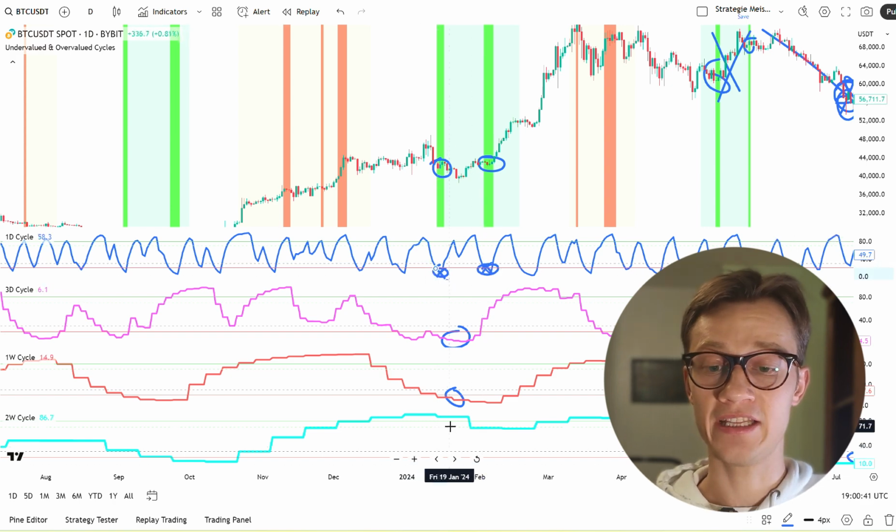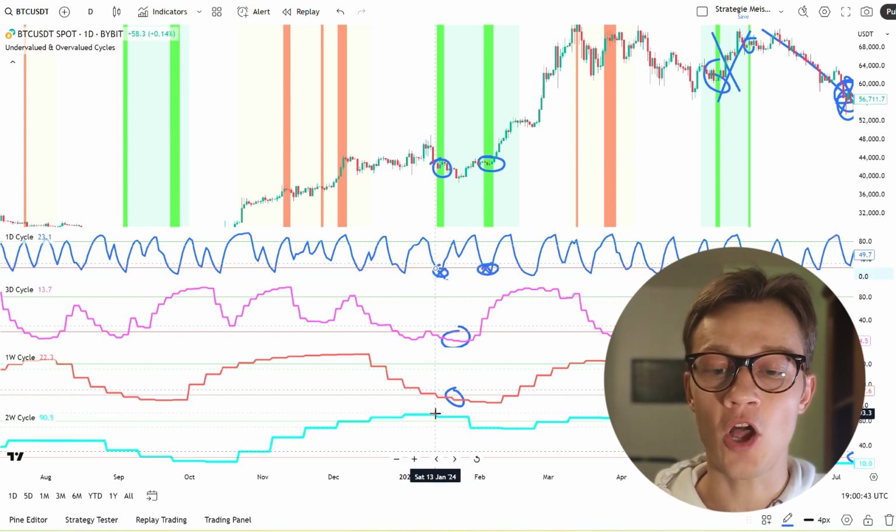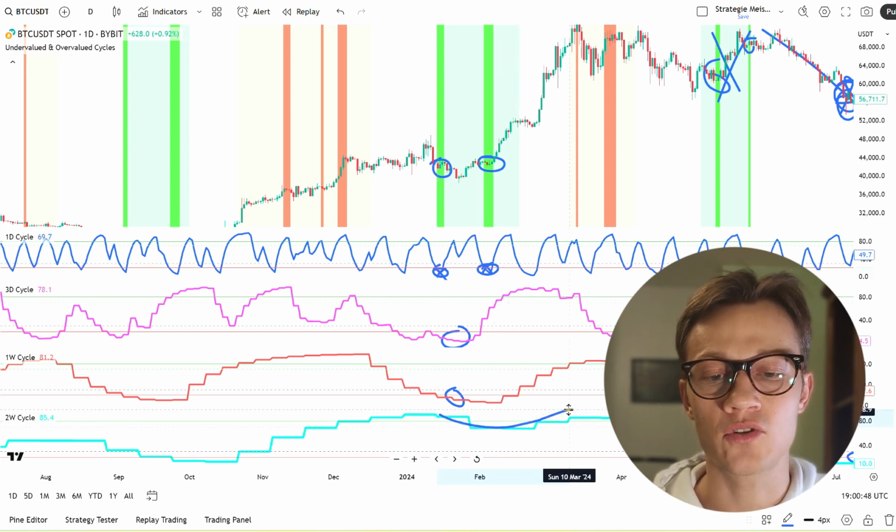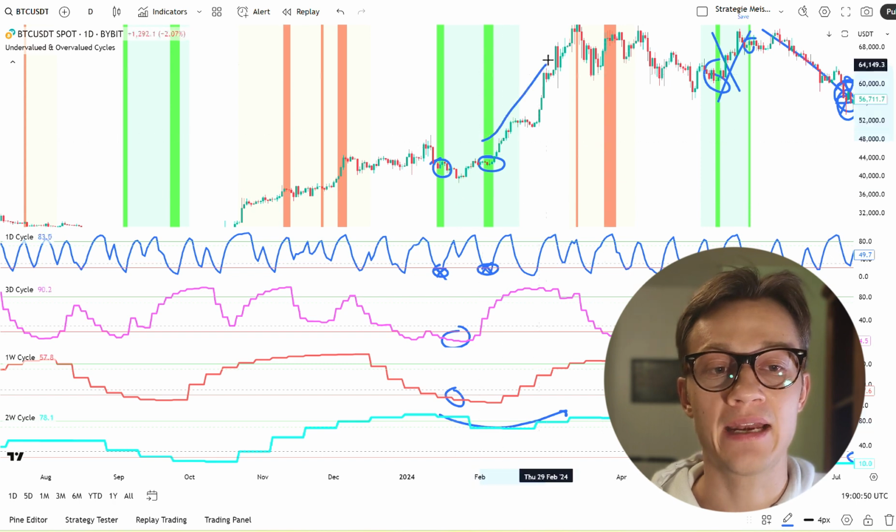Sure, the 2-week cycle, once again, was at the top, so it was a risky call in the end. But what happened is the 2-week cycle indicator started to rise again, the price was pumping, and again, we went up by about 30–40%.